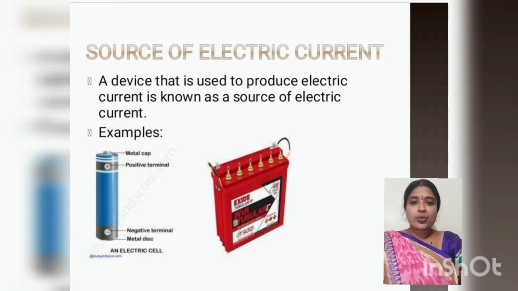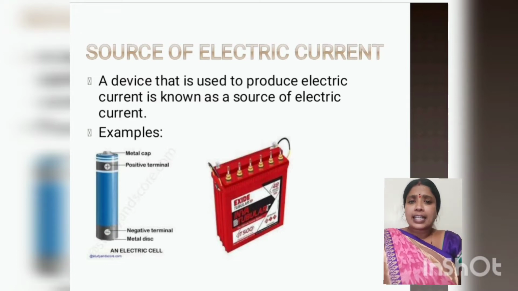So in our previous video, we started the lesson electricity and circuits, and in that video we discussed what is electric current, and how the current flows from one point to the other point. In today's lecture, we are going to explore the dry cell, what is the source of electric current and how that source works. Let us start the first topic, source of electric current.